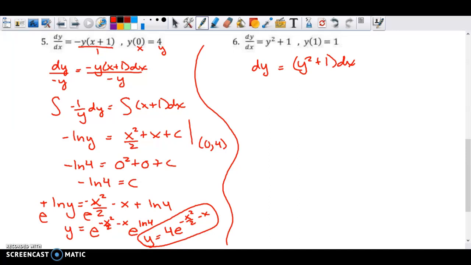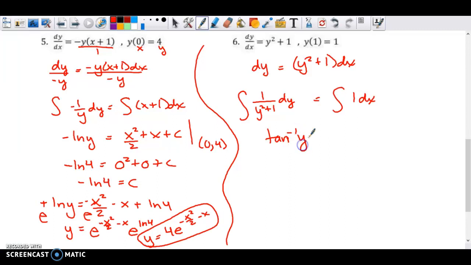Okay, so the first thing I'm going to do is cross multiply as always. I'm going to get my y's on the same side, so I'm going to divide by y squared plus 1. I don't like seeing dy on the top. I prefer to see it on the side, but either one's fine. And that leaves me with just 1 dx. So take the integral on both sides. This is what I was talking about. Hopefully this looks familiar. 1 over something squared plus 1, that's the derivative of arctan, the inverse tangent.